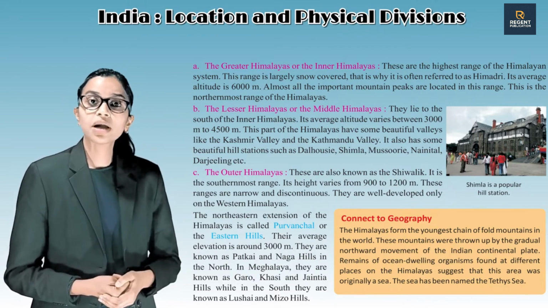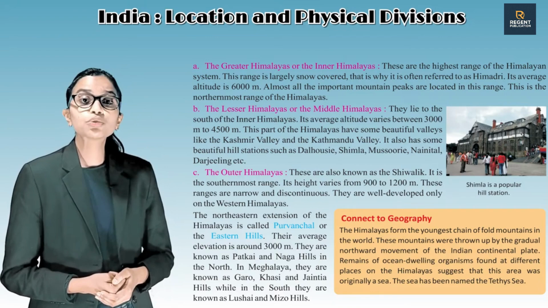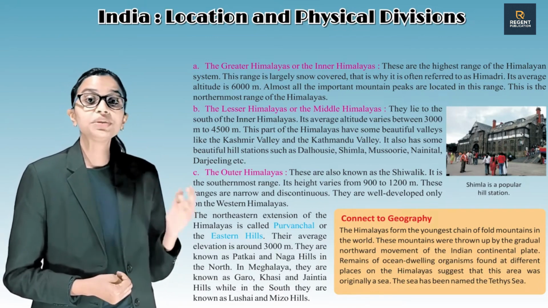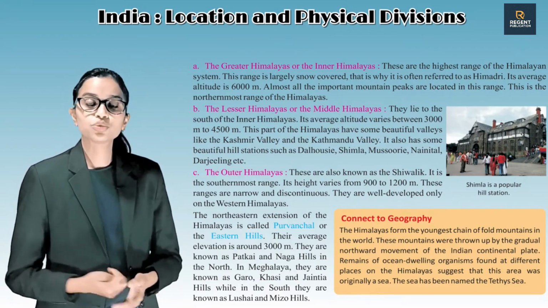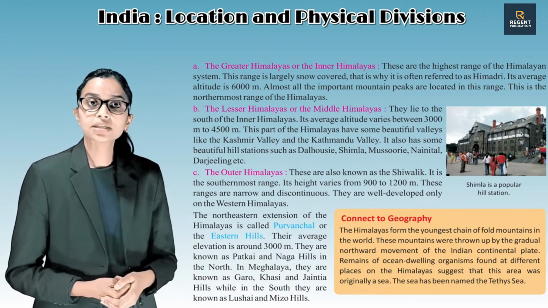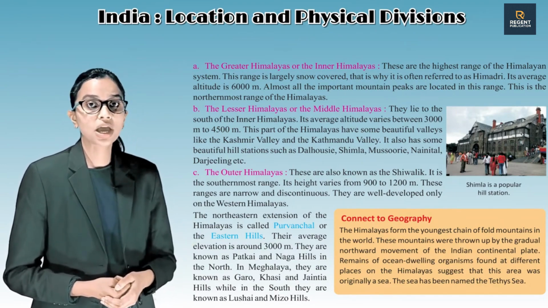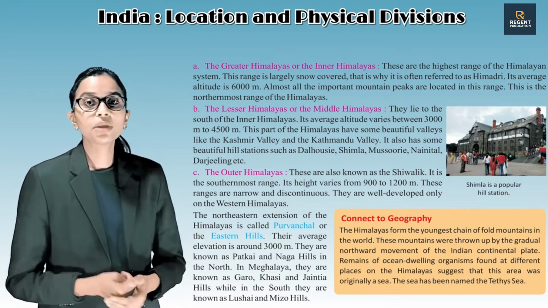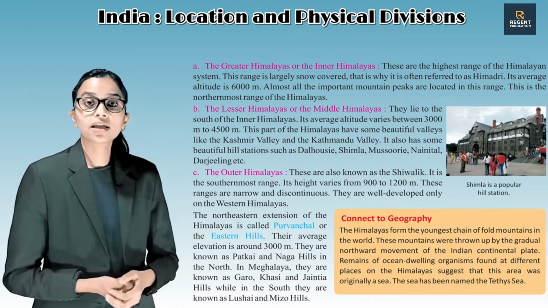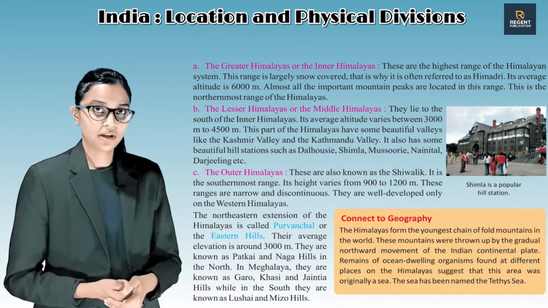This part of the Himalayas has some beautiful valleys like the Kashmir Valley and the Kathmandu Valley. It also has some beautiful hill stations such as Dalhousie, Shimla, Mussoorie, Nainital, Darjeeling, etc.